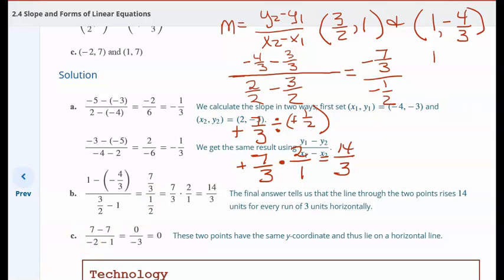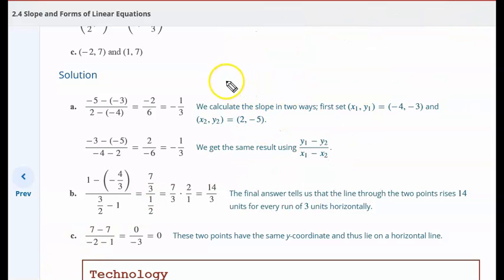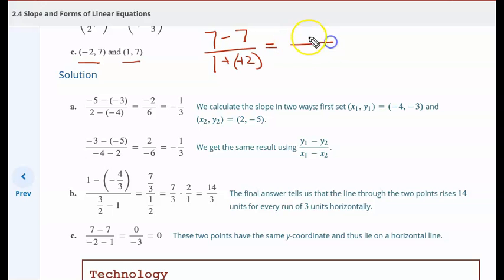All right, one more. And let's do it together. We have these two ordered pairs, so it's going to be 7 minus 7, and then 1 minus a minus 2, which will give us a plus there. Our numerator is 0, our denominator is 3, and when any 0 is divided by any number other than 0, the simplification of it is 0.